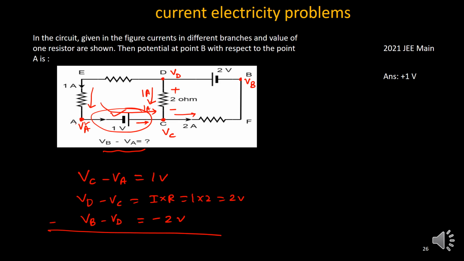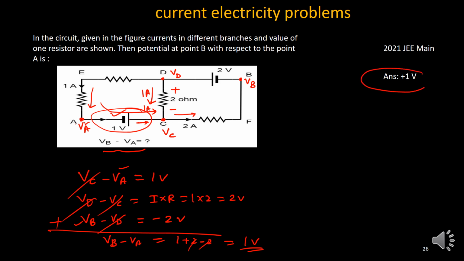So if I add all those things, what you will get? Simply this VD will cancel out, this VC will cancel out. So VB minus VA, it will be simply the addition of these three, 1 plus 2 minus 2, this 2 will cancel out, it is a 1 volt. So VB minus VA is simply 1 volt. Have you got these things?